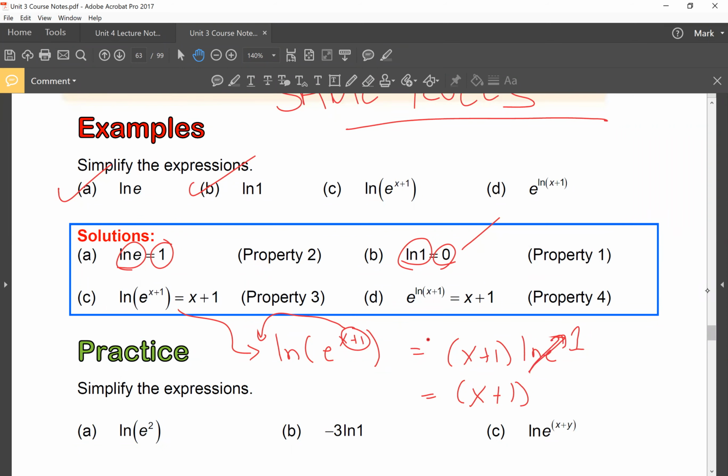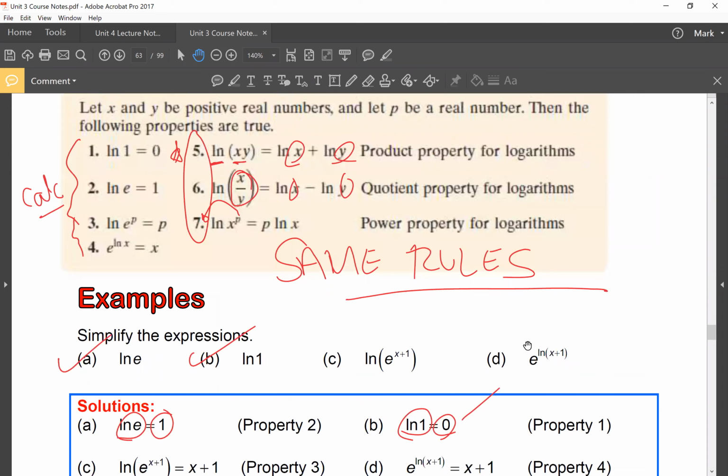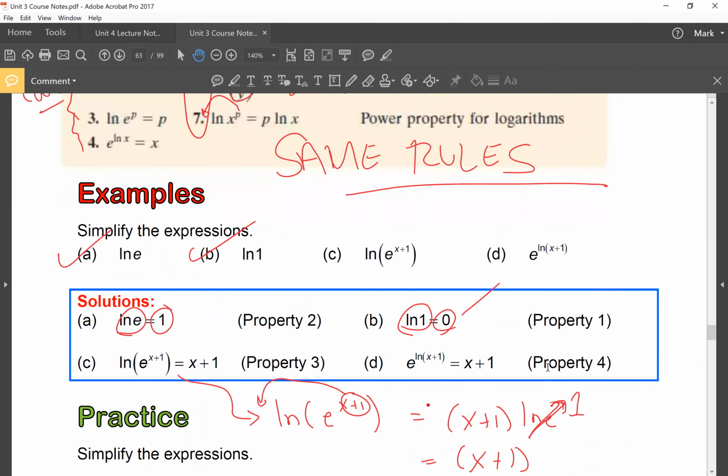I personally find that a lot easier than trying to memorize all these properties. If you know properties 5, 6, and 7, you're perfect, no problems there. And you don't have to worry about property 4. All you need to worry about is 5, 6, and 7.